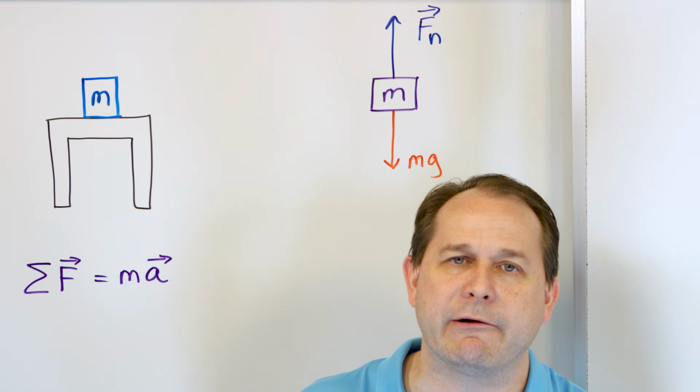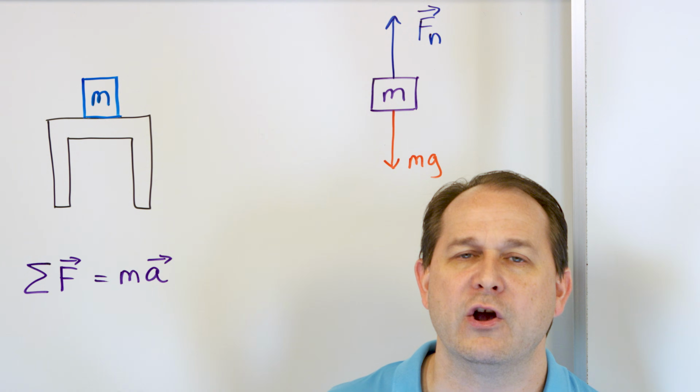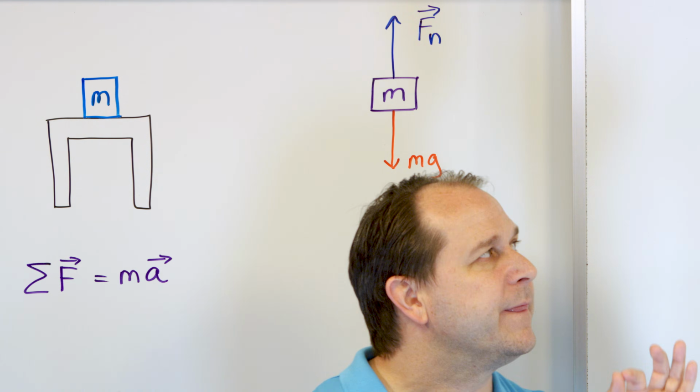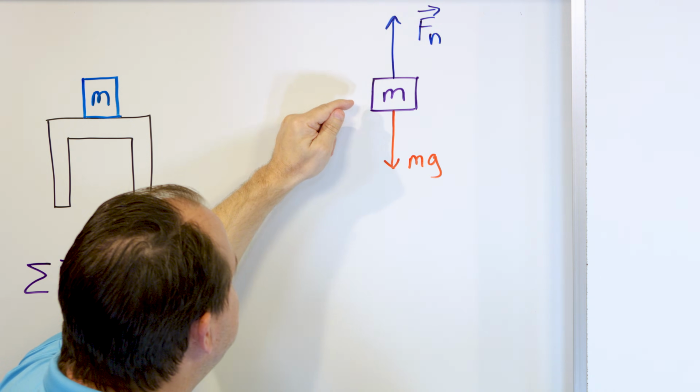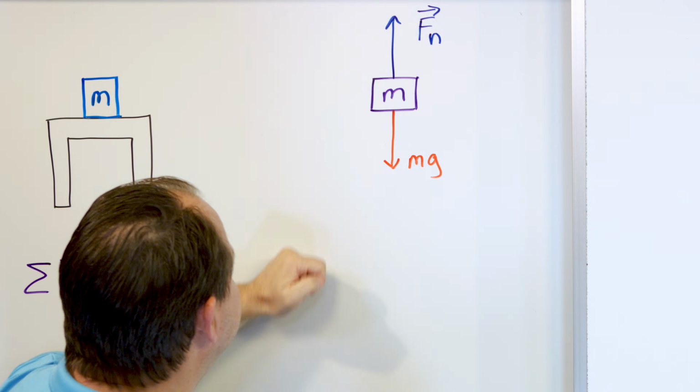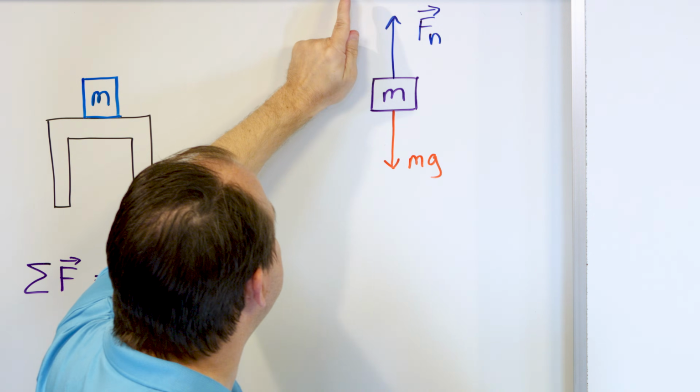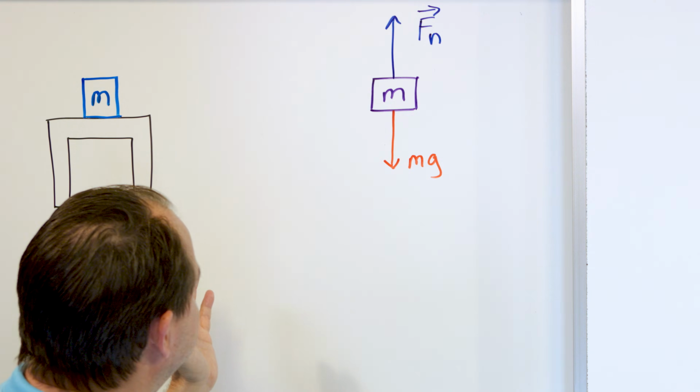For the free body diagram, we don't draw any of those forces. We only draw the forces acting on the box. And the forces acting on this box is the Earth pulling down on the box due to gravity and the table pushing up on the box, which we call the normal force.